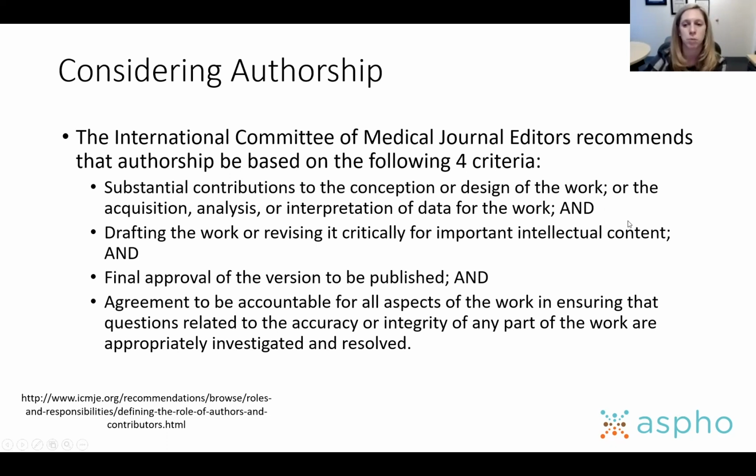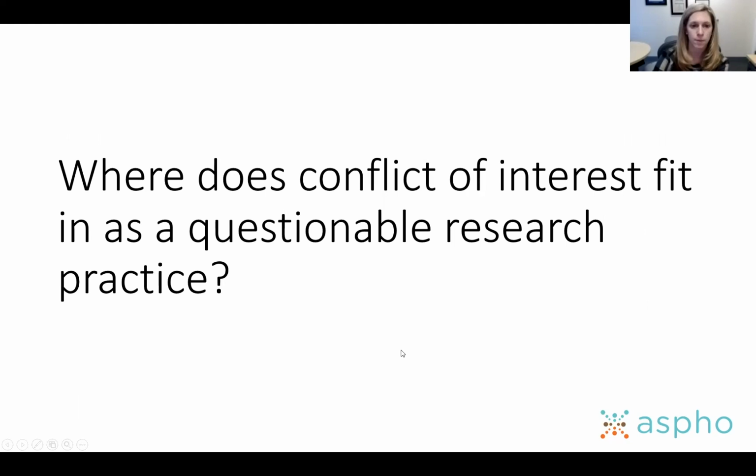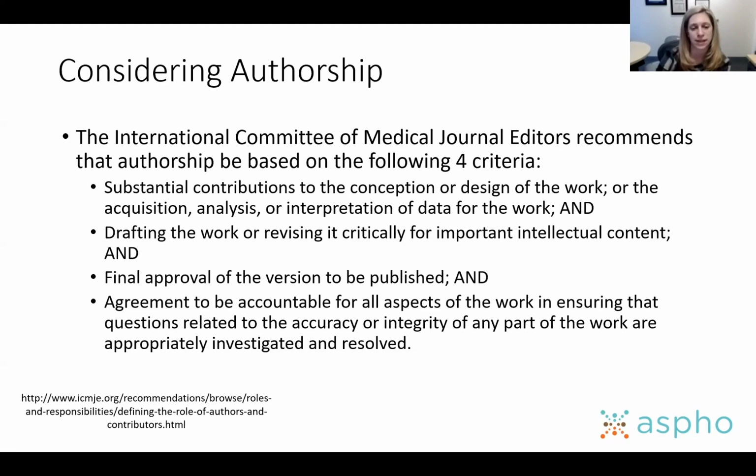And importantly, these bullets are separated by "and." So eligible authors should exhibit all 4 of these bullets. One other thing to mention here is that this can be helpful in deciding whether someone meets criteria to be an author, meaning if an individual has not done all 4 of these bullet points, then they should not be an author. And the converse is true. Anybody who has been involved to the extent that they meet these criteria really ought to be listed as an author.